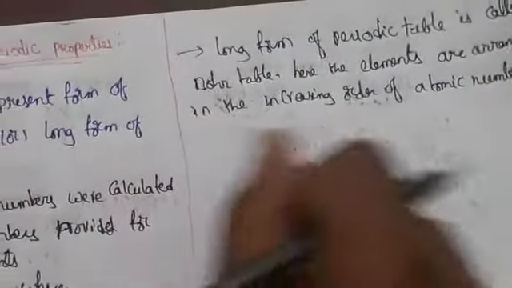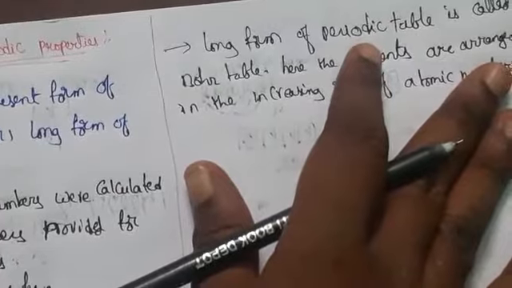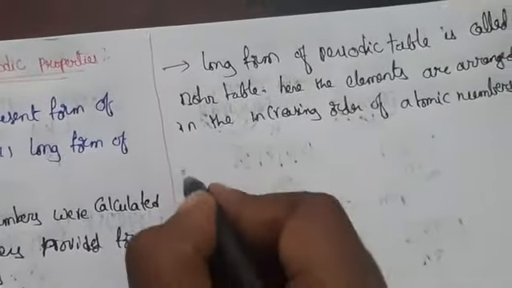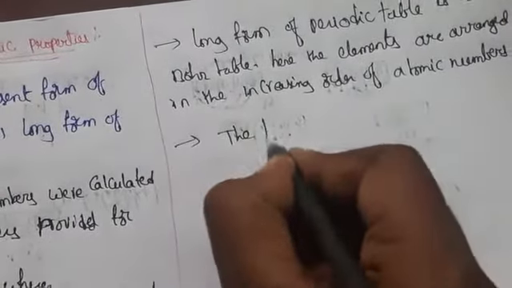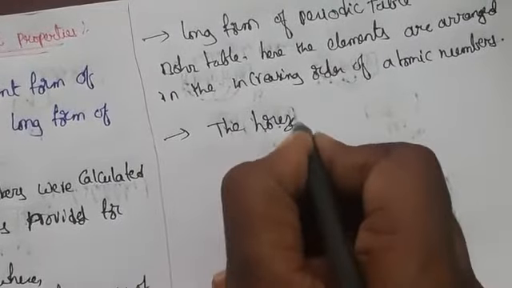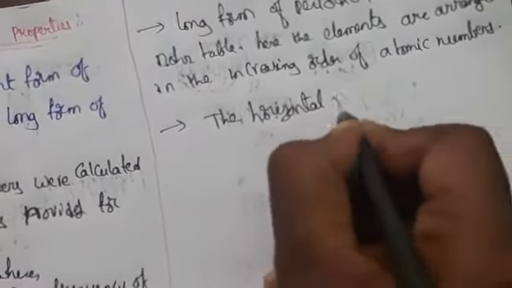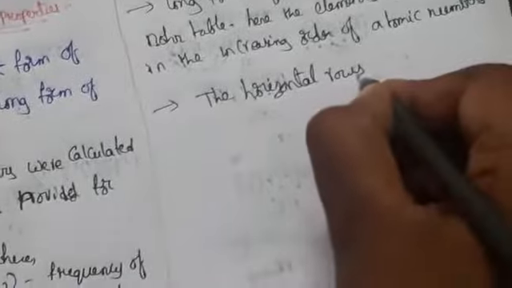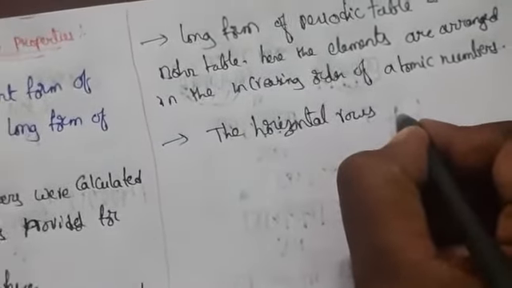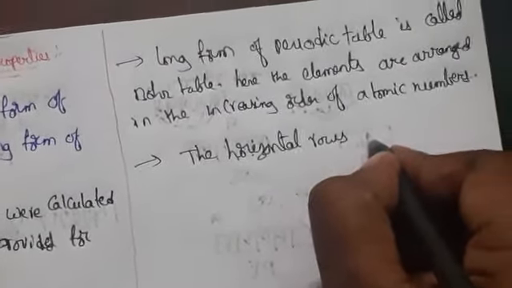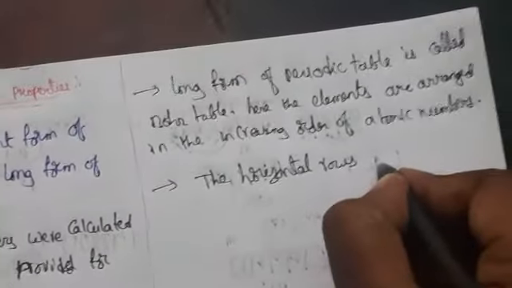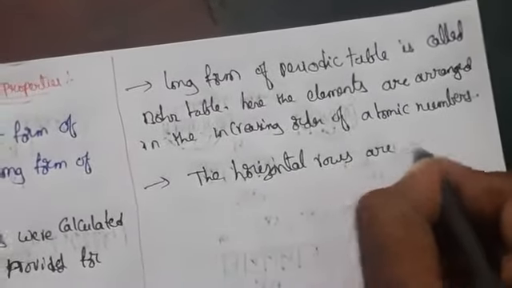A modern version we call the long form of the periodic table. Here the horizontal rows, according to Mendeleev's series, are called periods.